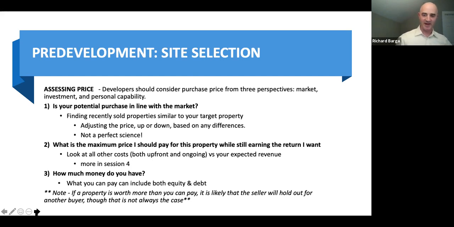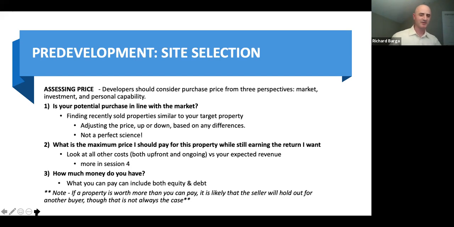The second thing you should really be asking yourself is, what is the maximum price you want to pay so that you can expect the proper return? You can pay whatever you want, but there might be more ongoing costs that you are going to have to pay down the road, and that is going to hurt your bottom line. We're going to talk a little bit more about this in session 4, but this is a concept of understanding the ongoing property maintenance costs, and how that plays into your expected revenue or the income that you can generate from a building.